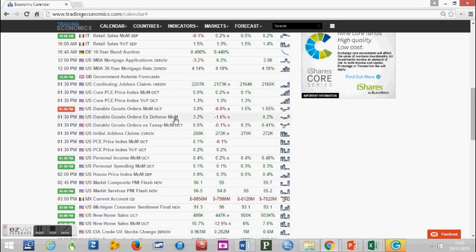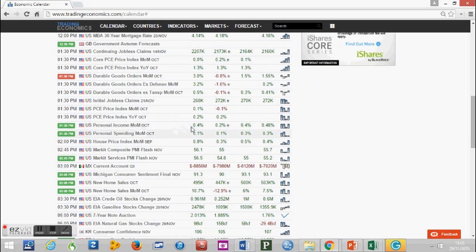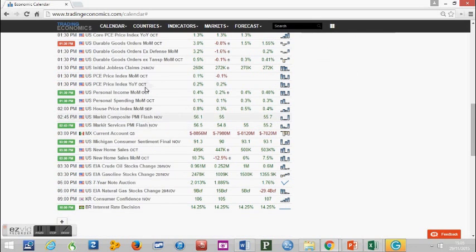Everything was better than expected for this as well. Excluding defense did really well, 3.2%. Last time was minus 1.6. You also see initial jobless claims lower. Less people claiming. That's interesting because we've got NFPs next week, so wanted to note that. Income's getting better as expected, 0.4%. That's good for inflation. Means more money, more spending.